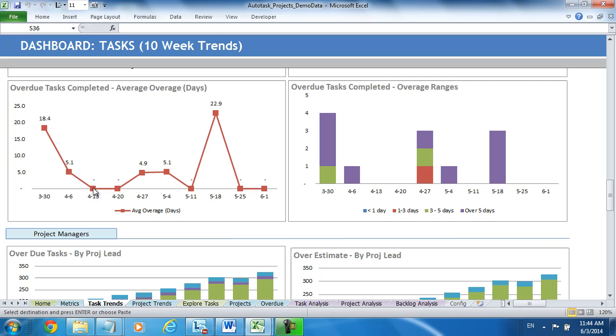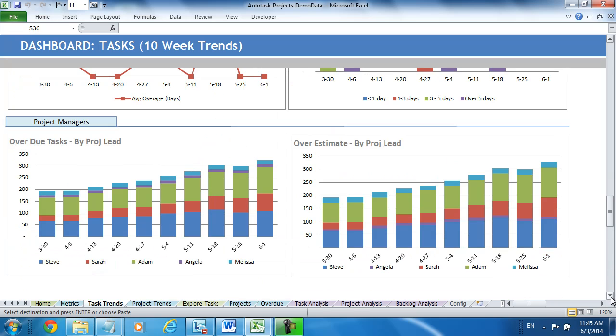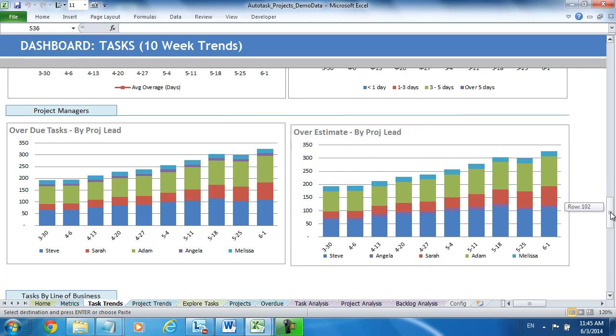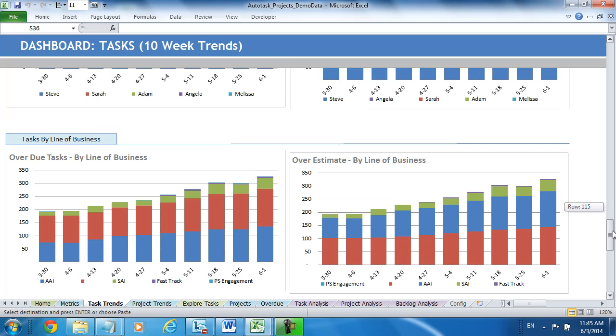One of the things I can see here is that in these cases where there were 0, there was actually nothing. There were no tasks that were completed. So some weeks I haven't completed any tasks. And I can see that over here in terms of the overages. But I also see that, over 5 days, there were 3 tasks that were closed over 5 days, and that's what caused the 22 days. So I had 3 tasks that were over 5 days that averaged to 22 days overage. So I might have had 1 task that was 60 days overdue or something to that effect. I also give breakdowns in terms of some of the distribution of overdue projects and overdue estimates by a project lead and also by lines of businesses, if you're using your lines of businesses.